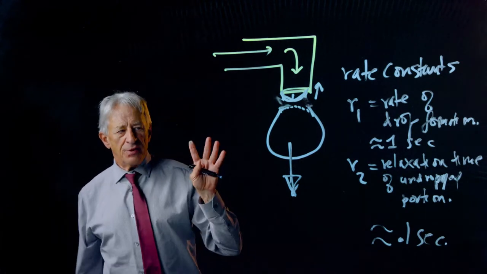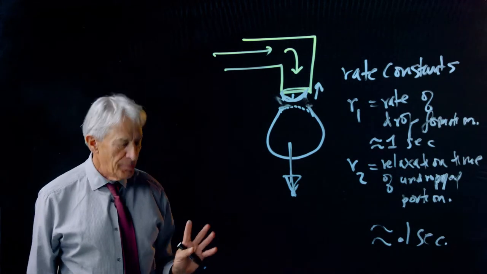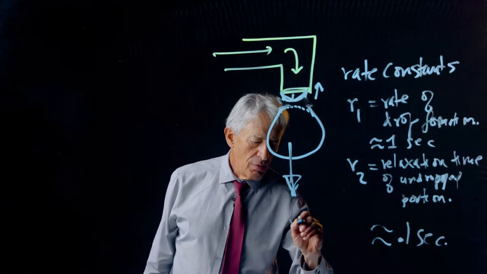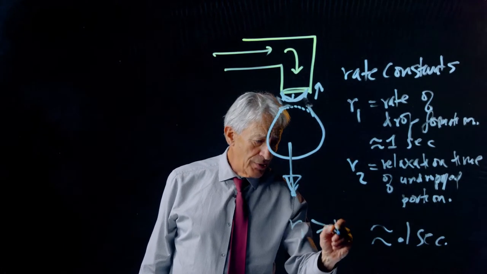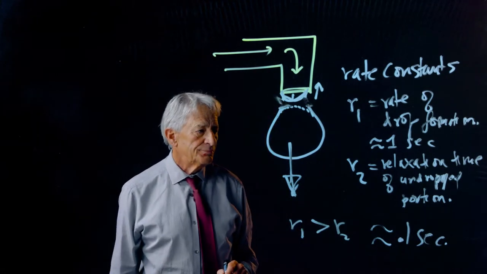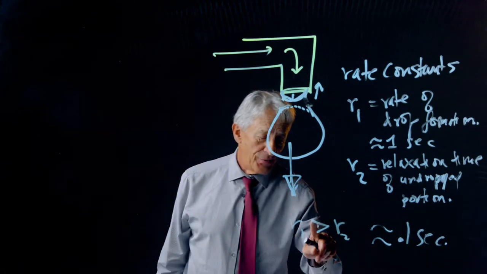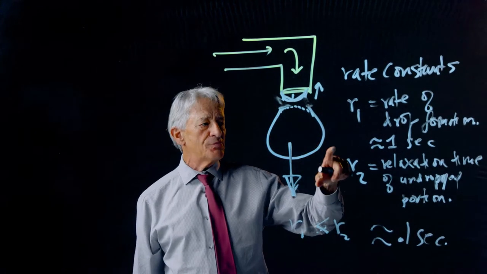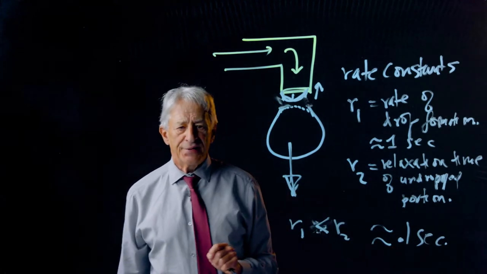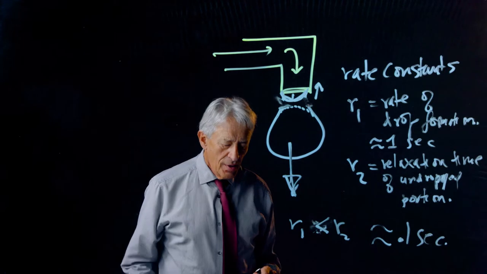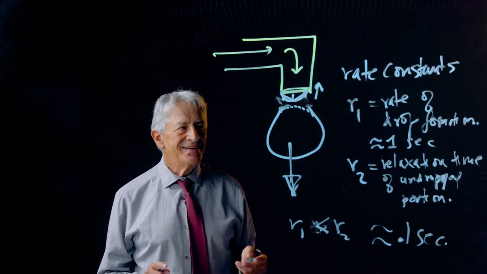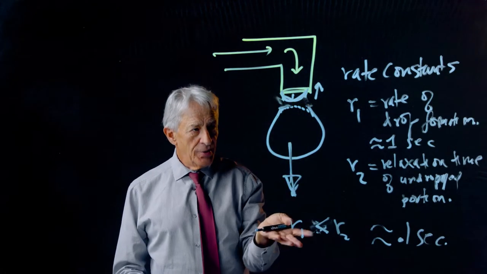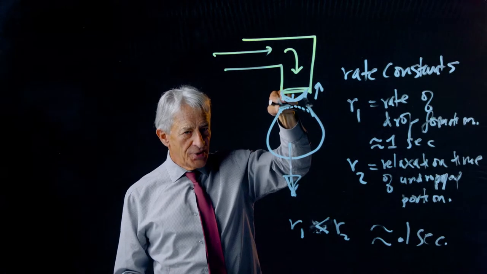And the key to the periodic behavior of the slow dripping is that R1 is much greater than R2. Or actually the rate, I should say the rate is much slower than R2. The time interval is much greater. 1 second is greater than 1/10 of a second. And what that means is you have a process, the drop forms, the drop separates, the undropped part does its little relaxation.